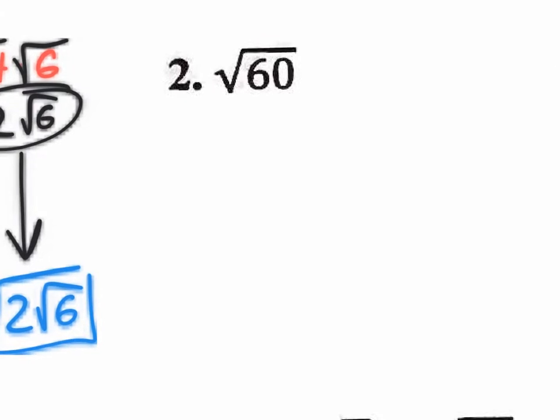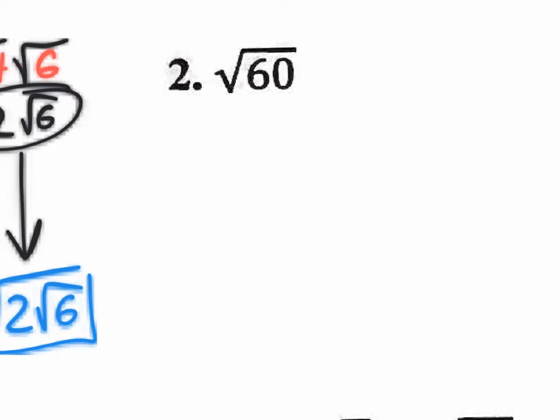So, number 2, the square root of 60. Do you guys want to use perfect square numbers? Or do you guys want to just factor with the factor tree? Pick one. Okay, so if we're looking for perfect square numbers, I believe 4 times 15 is 60, right?